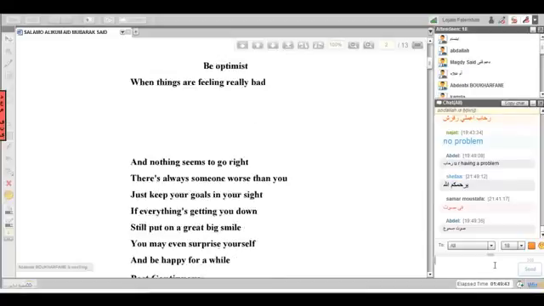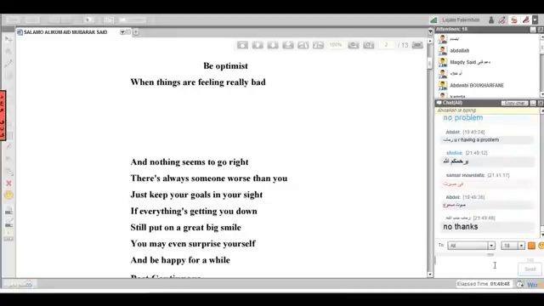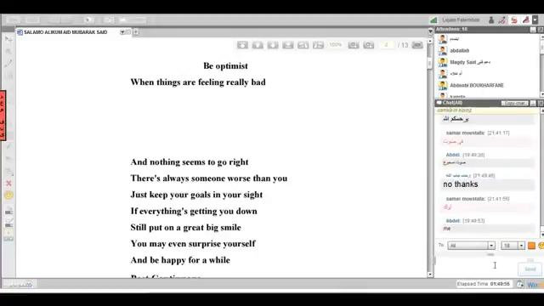And nothing seems to go right. There is always someone worse than you. Just keep your goals in your sights. If everything's getting you down, still put on a great big smile. You may even surprise yourself and be happy for a while.